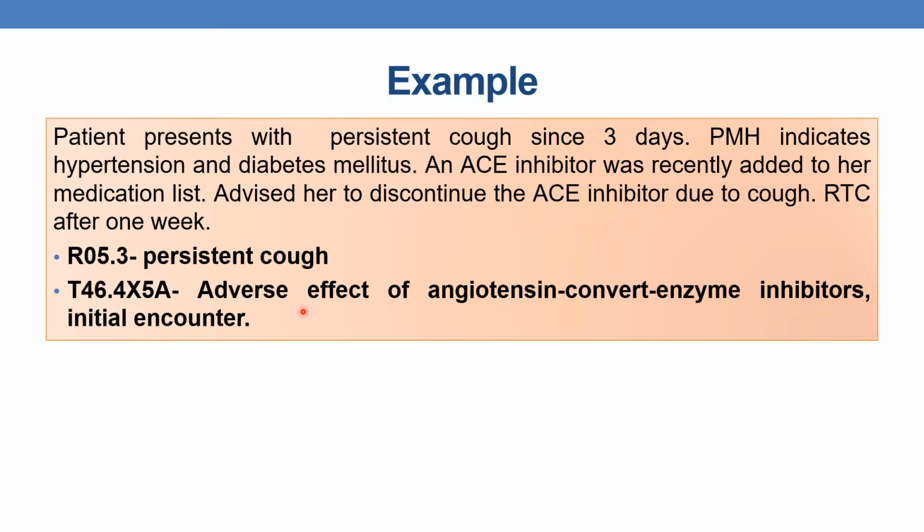T46.4X5A, which indicates adverse effect of angiotensin converting enzyme inhibitor. Seventh character A indicates initial encounter. Here the sixth character 5 indicates it is an adverse effect.